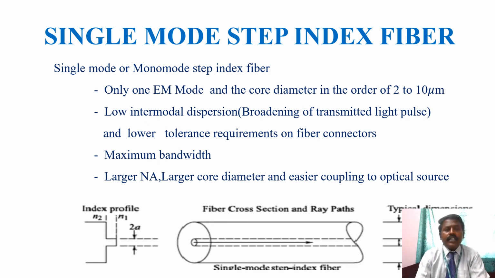Then single mode step index fiber. These are all the characteristics of single mode step index fiber. Only one mode it should support, and the diameter is of the order of 2 to 10 micrometer. The intermodal dispersion is very low compared to other fiber, so there is a lower tolerance requirement on the fiber connector, bandwidth is maximum, and the main advantage of single mode fiber is larger numerical aperture, larger core diameter, and easy coupling to optical sources.